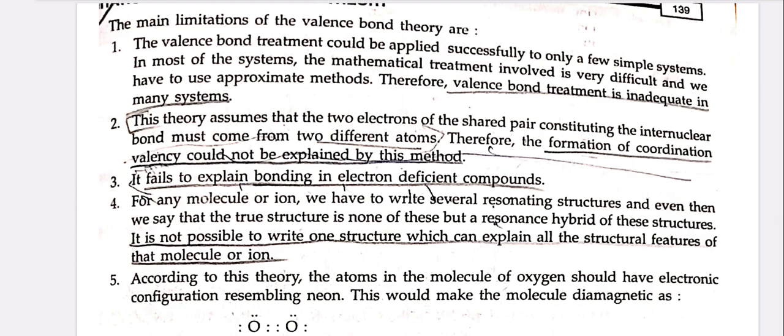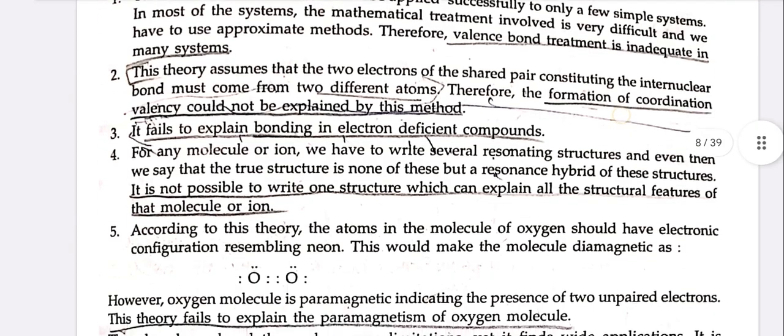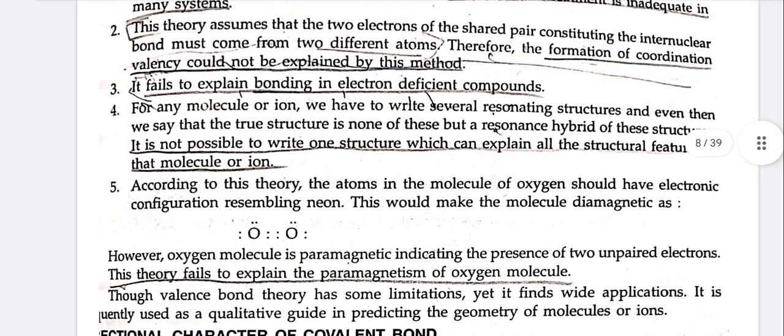For any molecule or ion, we have to write several resonating structures, and even then we say that the true structure is none of these but a resonance hybrid of these structures. It is not possible to write one structure which can explain all the structural features of that one molecule or ion. According to this theory, the atoms in the molecule of oxygen should have electronic configuration resembling neon.